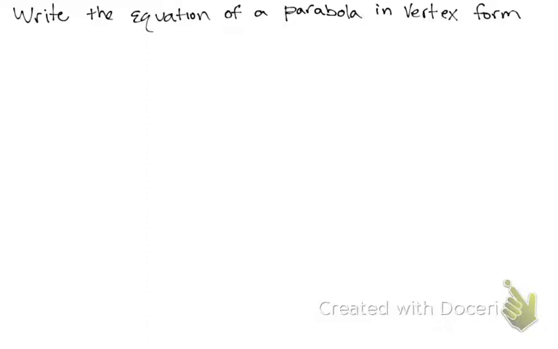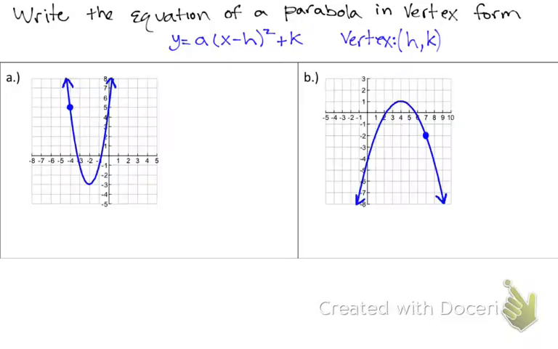Hey guys, today we're going to learn how to write equations for parabolas in Vertex Form, as well as work through a couple of word problems that deal with parabolas. So we know that Vertex Form is y equals a(x minus h) squared plus k, where your vertex is given to you as (h, k). So we're going to take these two parabolas and write the equation for them.